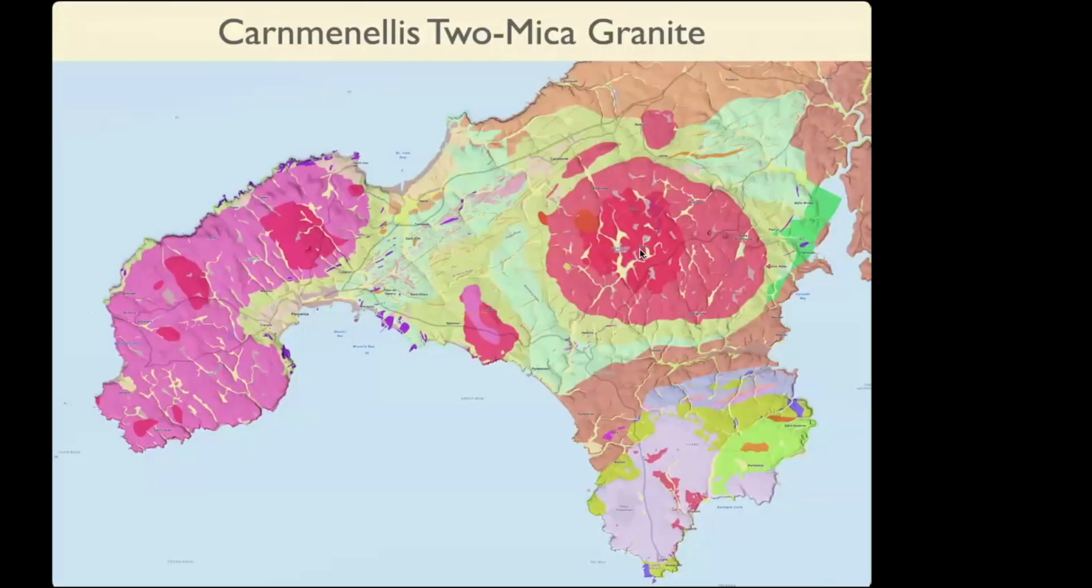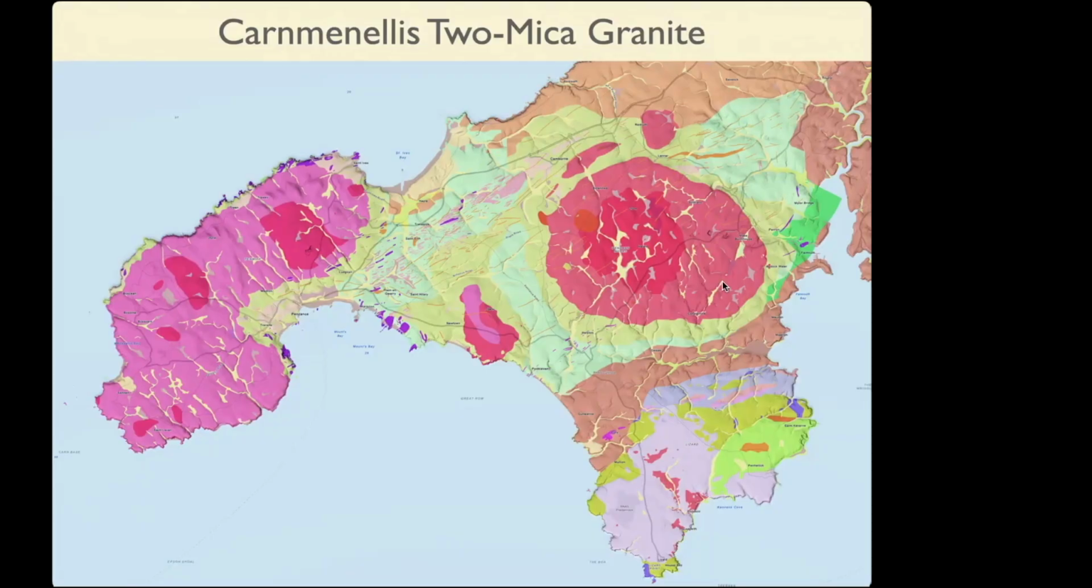Then there's Carmenellis, which is over here, so we were up here. That's the island, St. Michael's Mount, thank you. We'll come back to Tregonning Godolphin, but this is Carmenellis here, with fine grained in the middle and coarse grained around the outside.